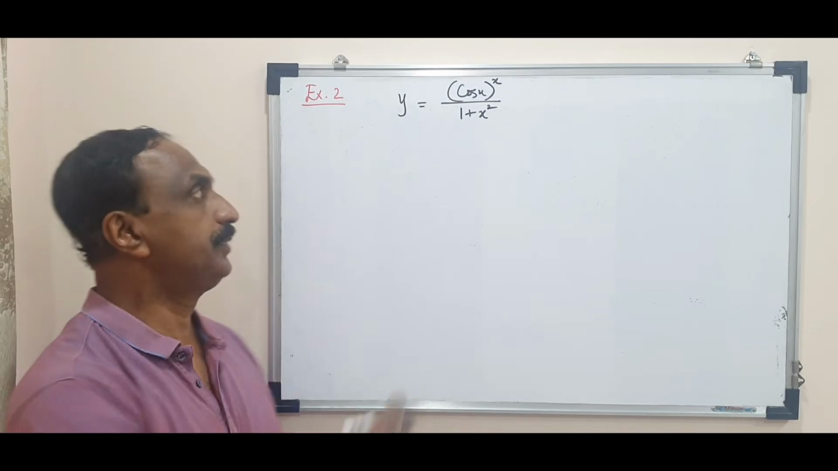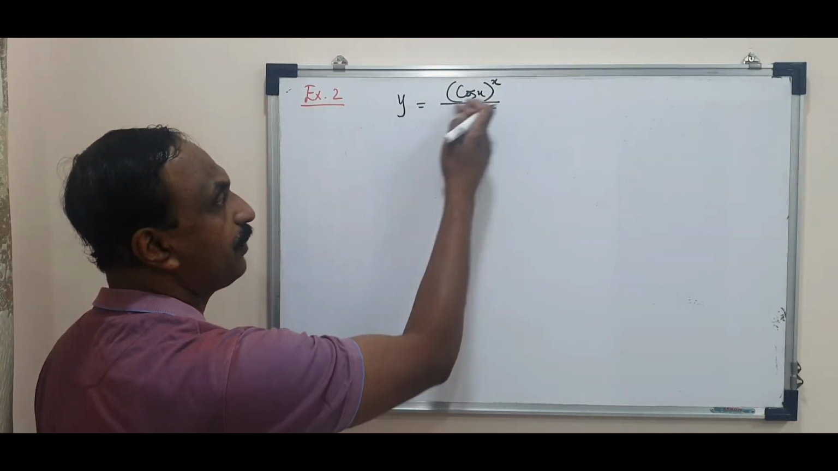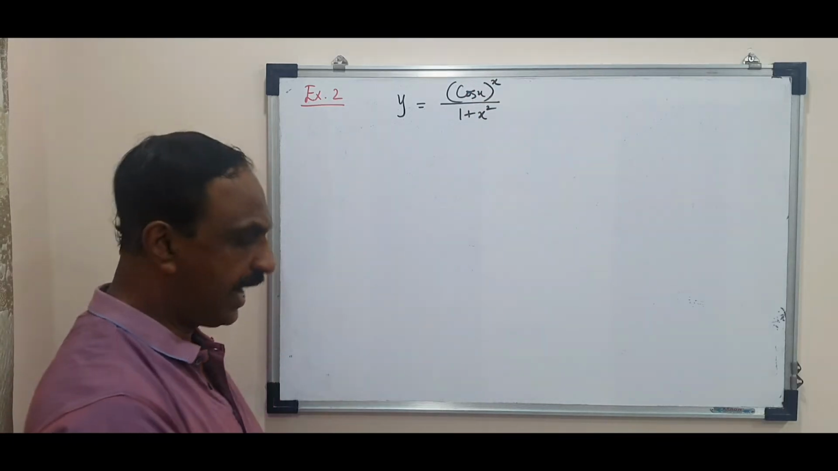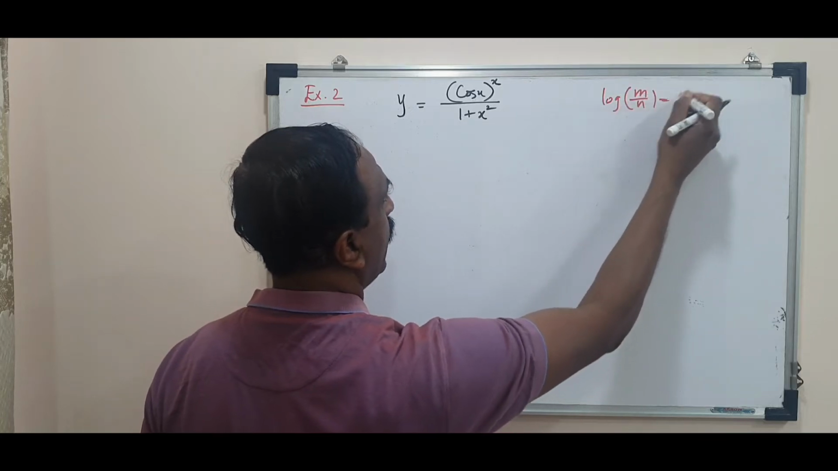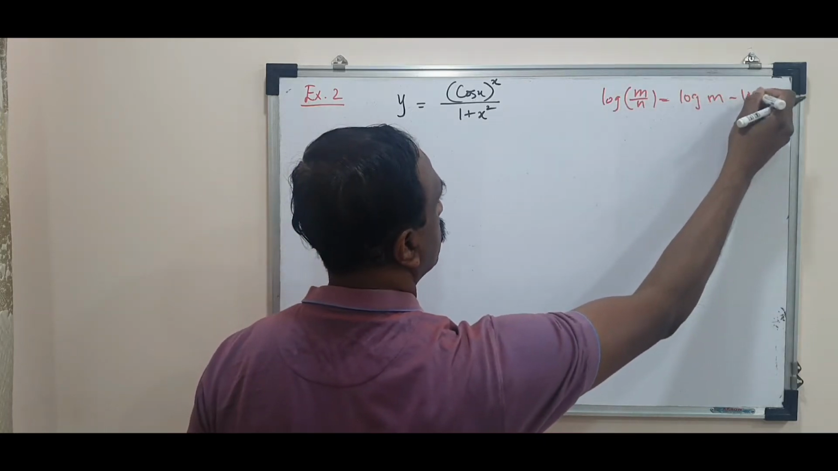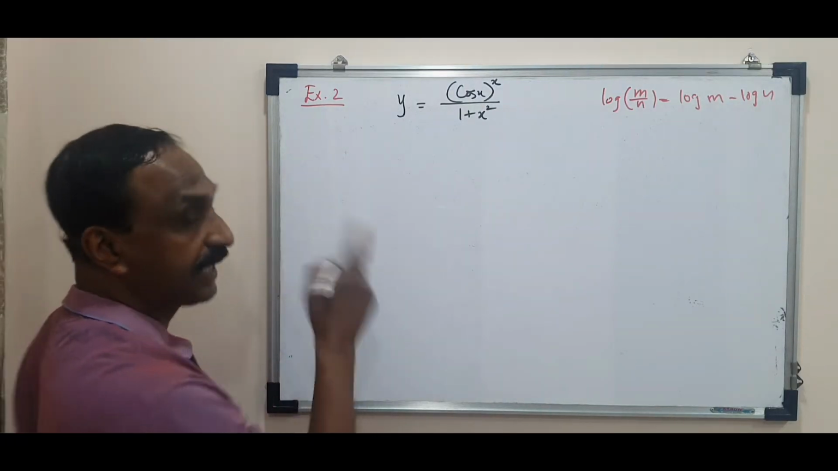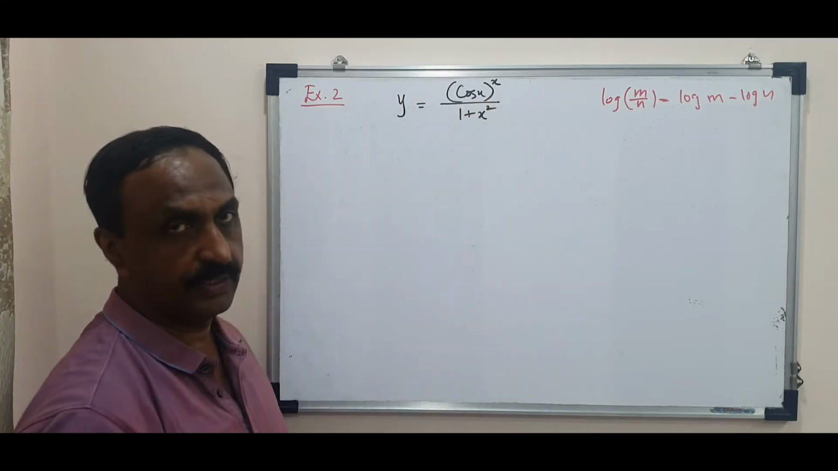Let's look at another example. Here also you can see there are two terms, cos x raised to x and 1 plus x square. The operation between them is division, and we have the property of log m by n. I can write log m minus log n. So I can directly take the derivative. When I directly take log and then differentiate, do not apply the u upon v method here directly.